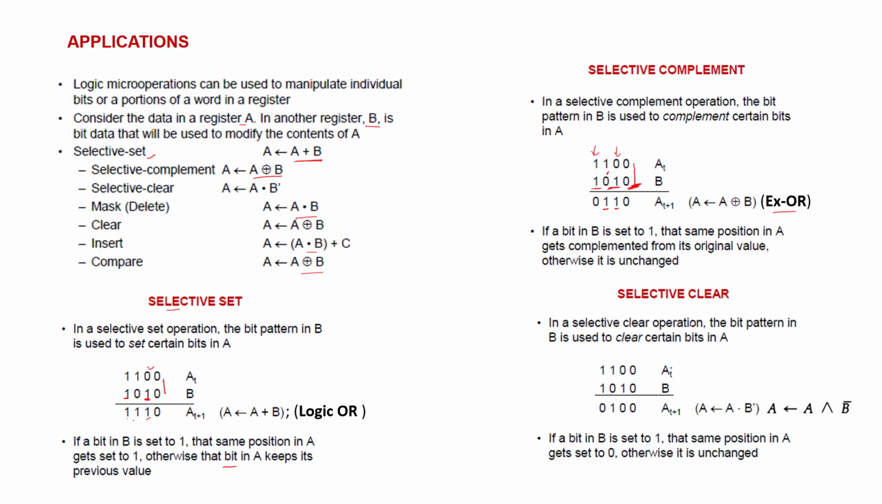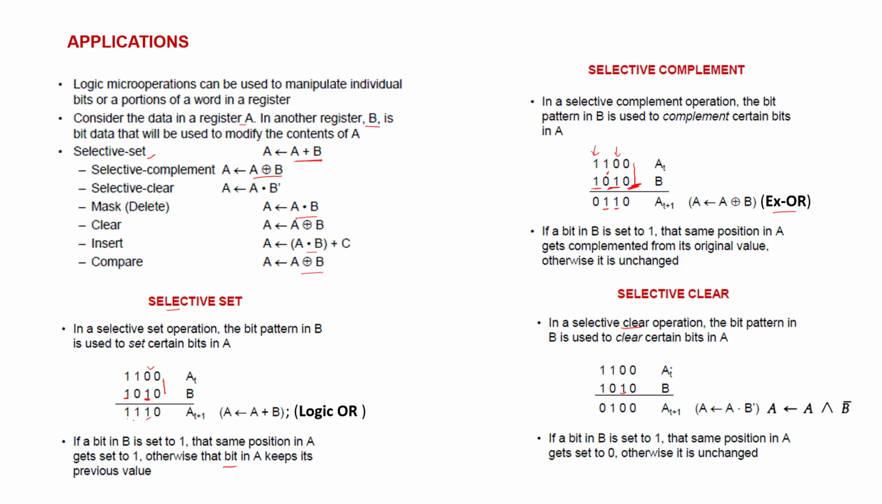Now is the selective clear. Clear means the bit is going to be 0. So what is happening here? If it is already 0, it will stay as the cleared one. Finally, you see that in case of selective clear, whenever a bit of register B is 1, then the corresponding bit of register A will change to 0.